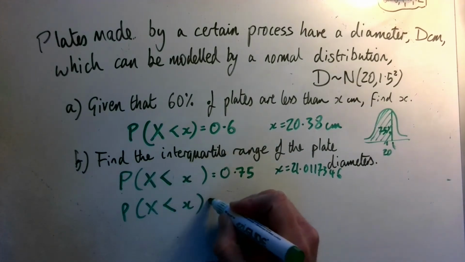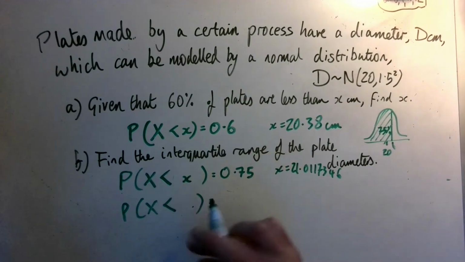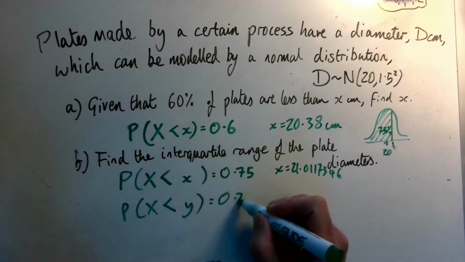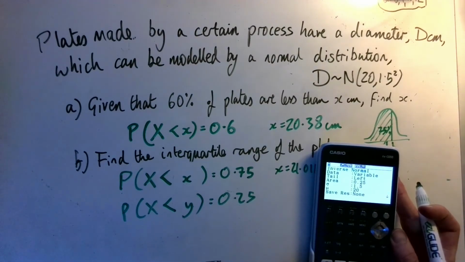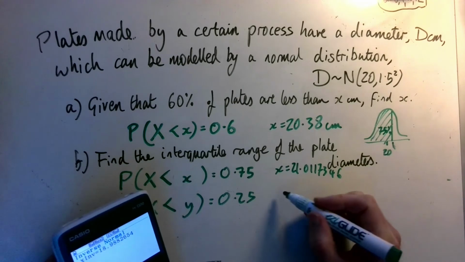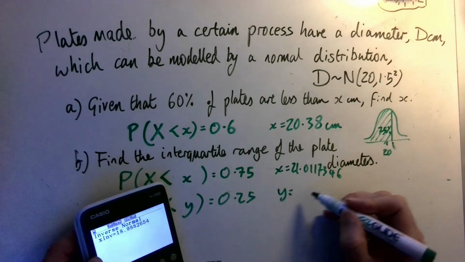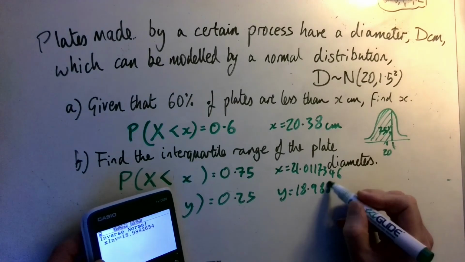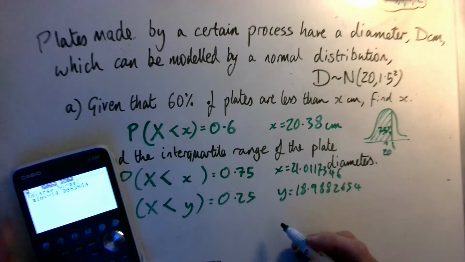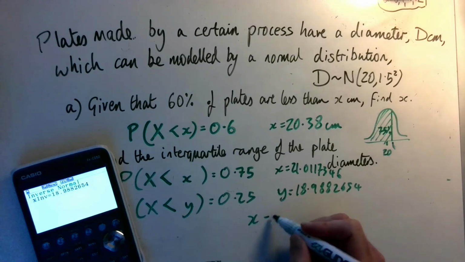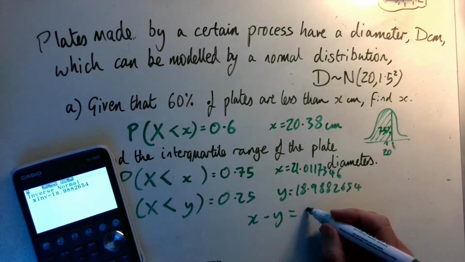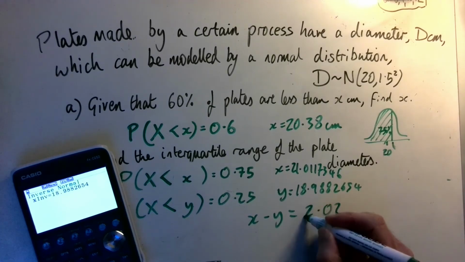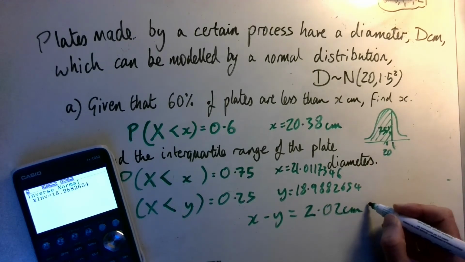So let's call that y, 0.25. All we have to do is skip back, 0.25, bang it in there. That's giving us y equaling 18.988264. And then if we take one from the other, you should get to 2 decimal places, 2.02 centimeters.